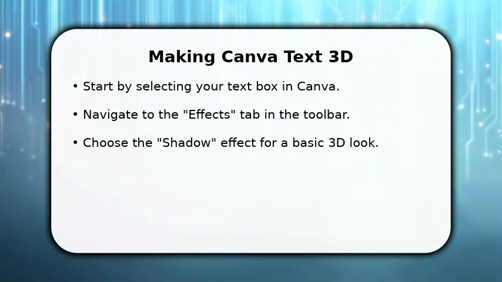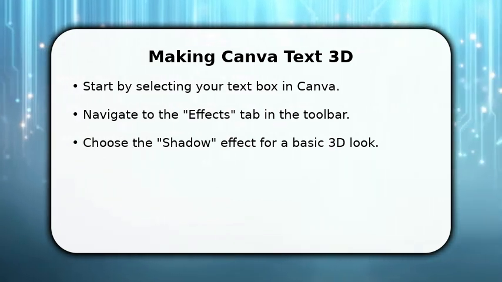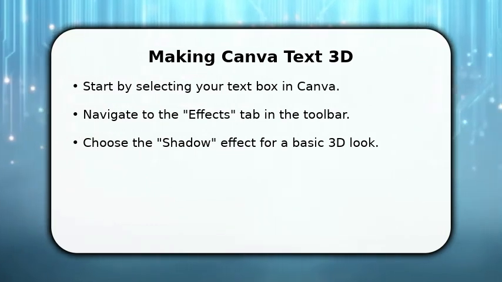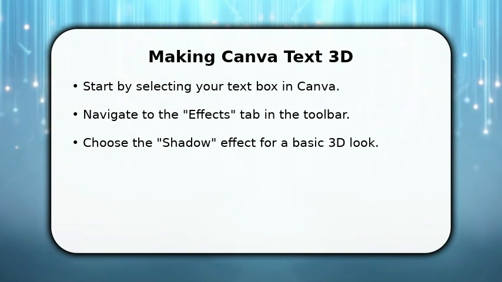We'll begin by applying a simple shadow effect to give your text an immediate sense of depth and dimension. This is the quickest way to achieve a foundational three-dimensional appearance.